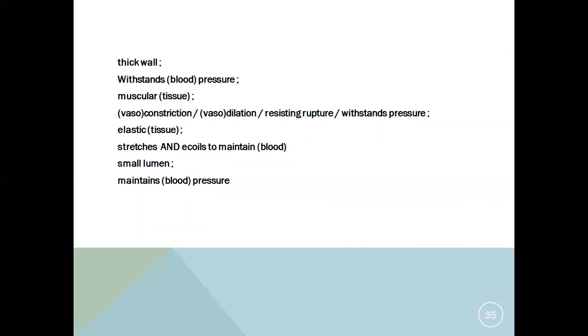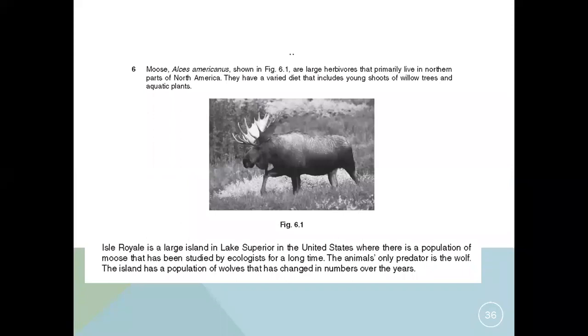Is it clear? Now move to our last question. This is related to the ecosystem. Alces americanus, shown in figure 6.1, are large herbivores that primarily live in the northern part of North America. They have a varied diet that includes young shoots of willow trees and aquatic plants.